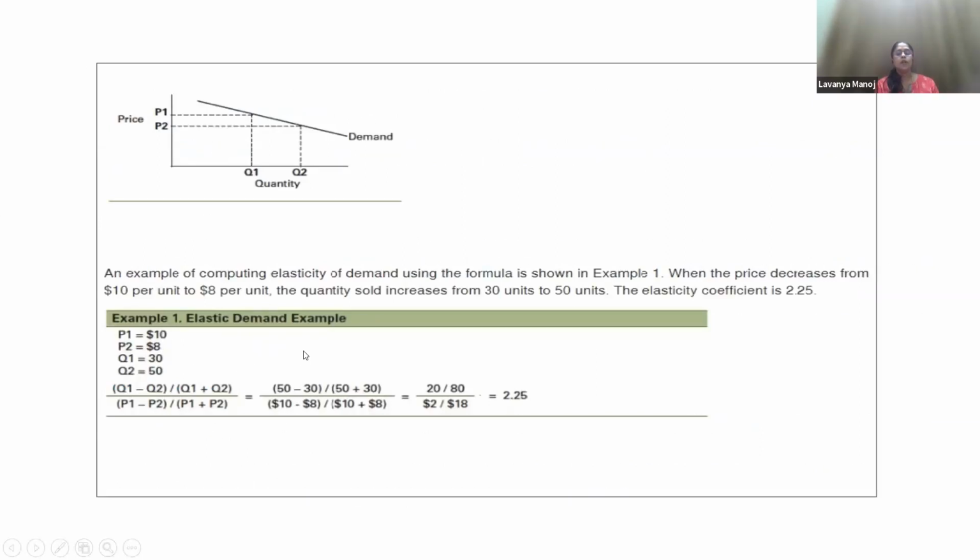So this is how the elasticity of demand will be calculated. These factors will be given: P1, P2, that is price 1, price 2, quantity 1, quantity 2. This would be given in case it is asked in your university question. So you have to remember this formula, apply all these values accordingly, and you can calculate the elasticity of demand.